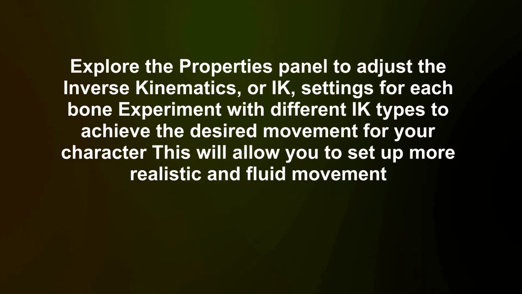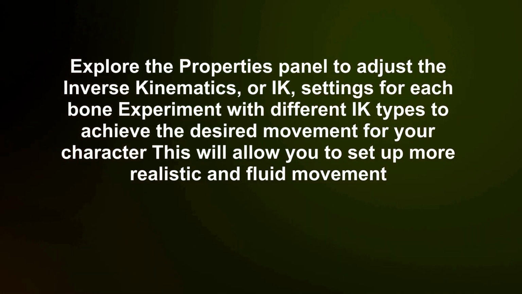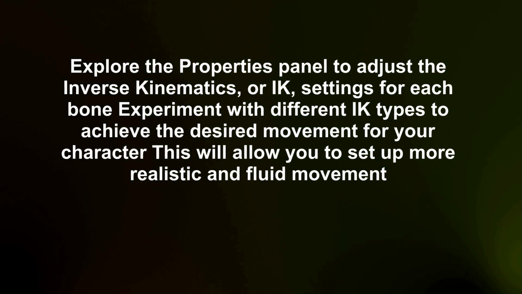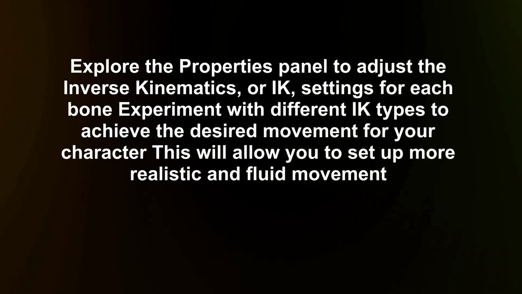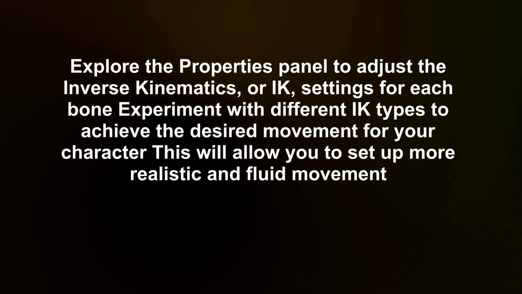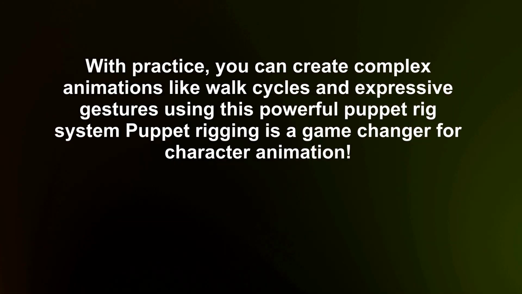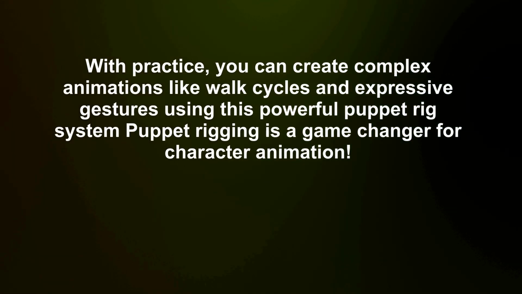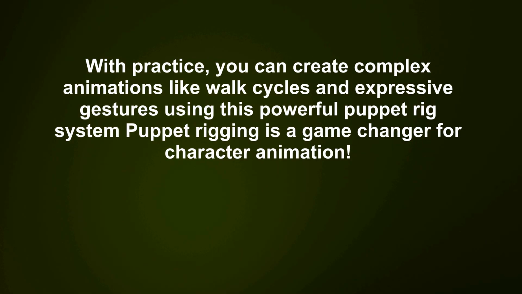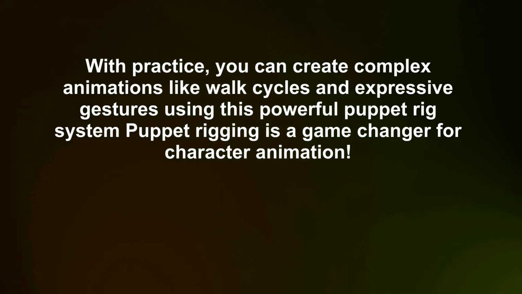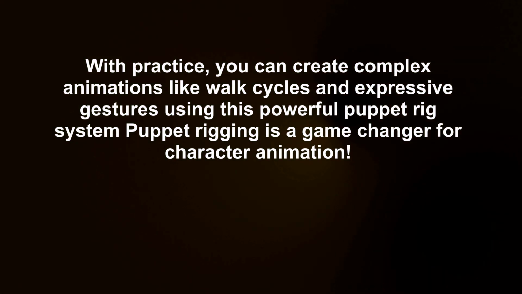Explore the Properties panel to adjust the inverse kinematics, or IK, settings for each bone. Experiment with different IK types to achieve the desired movement for your character. This will allow you to set up more realistic and fluid movement. With practice, you can create complex animations like walk cycles and expressive gestures using this powerful puppet rig system. Puppet rigging is a game changer for character animation.